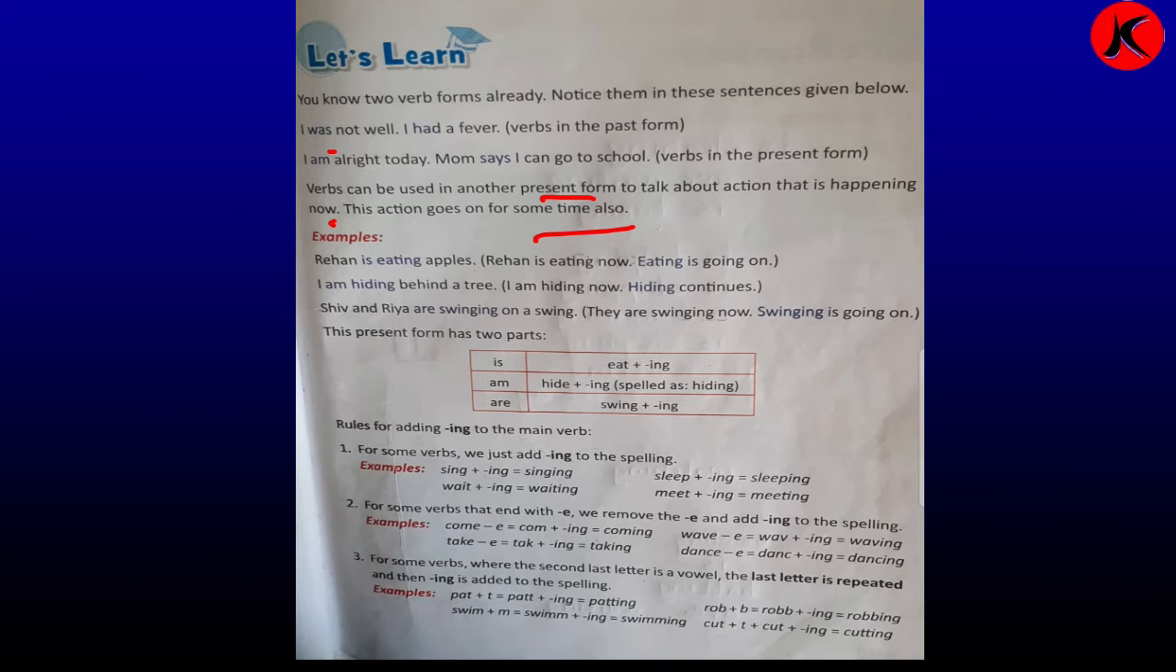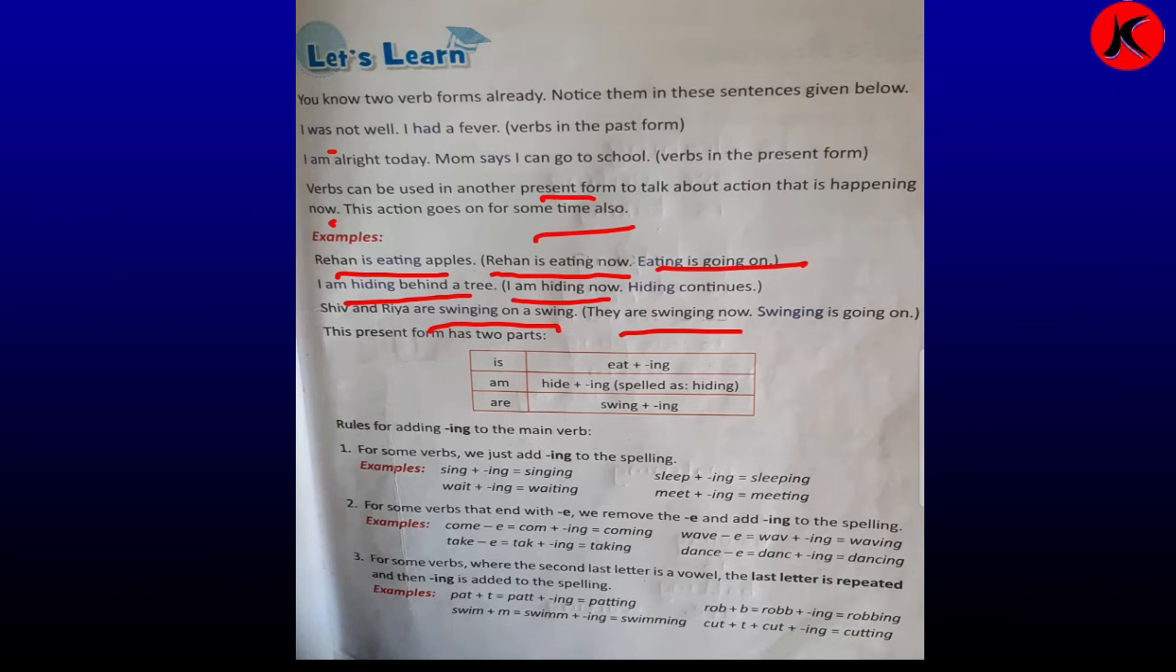Now example, Rehan is eating apples. So Rehan is eating now. So eating is going on. I am hiding behind a tree. I am hiding now. Hiding continues. Hiding जो है वो continue हो रहा है. Shiv and Riya are swinging on a swing. So they are swinging now. वो लोग अभी swing कर रहे हैं. So swinging is going on.